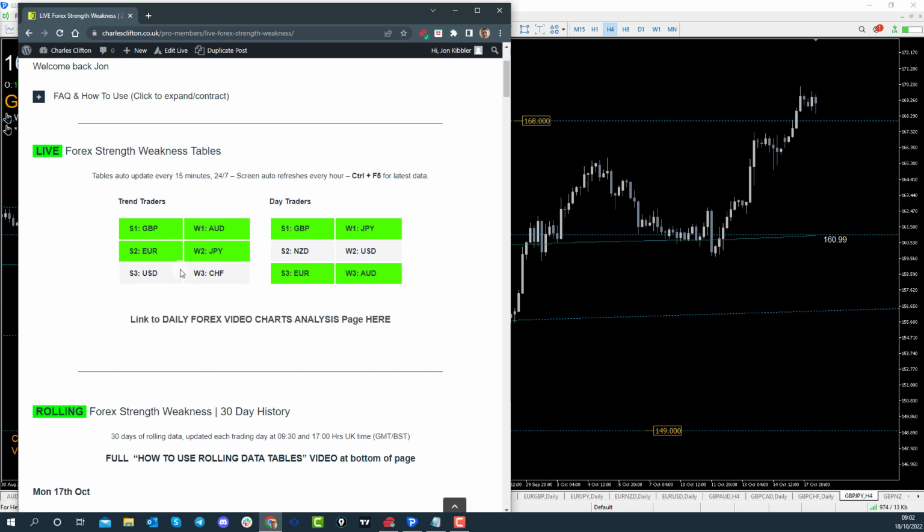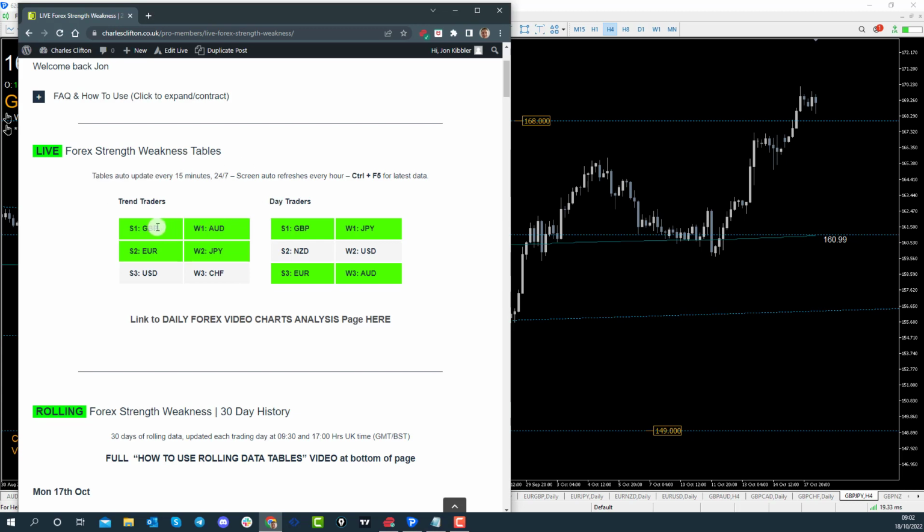In the videos we'll be focusing on currency pairs that are featured or highlighted by the live Forex strength and weakness tables. These tables update every 15 minutes, 24/7, so wherever you are in the world you can access these at any time and it will give you a live update of the strong versus weak currencies at that point in time. Right then, so what are the tables showing us today?